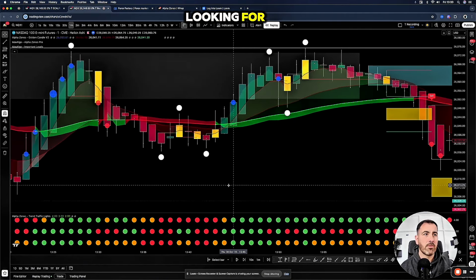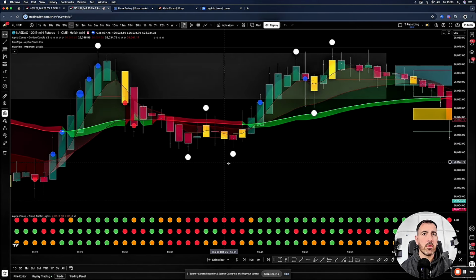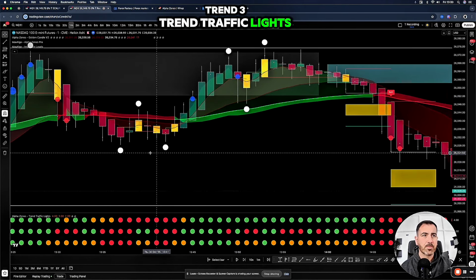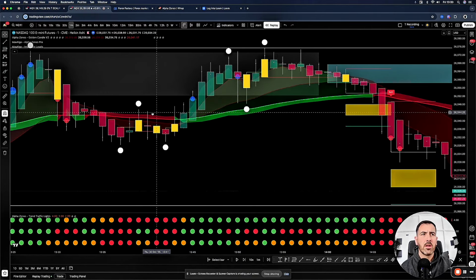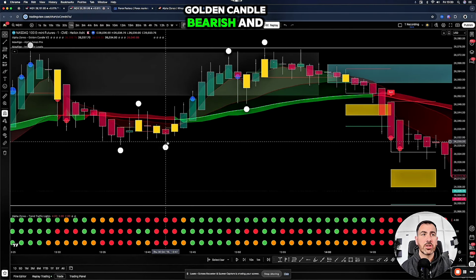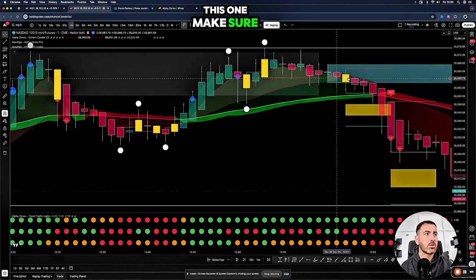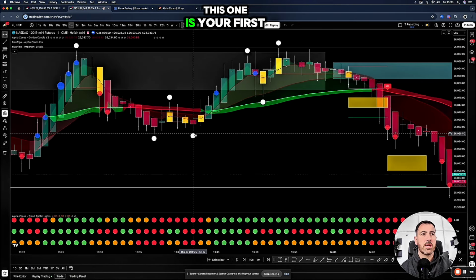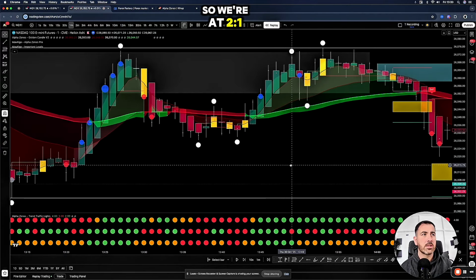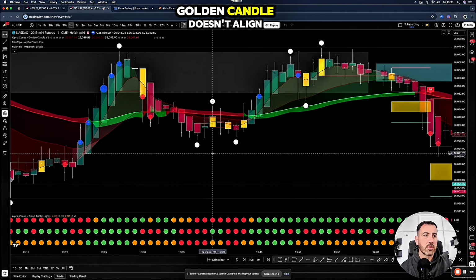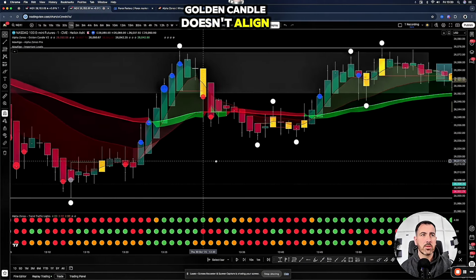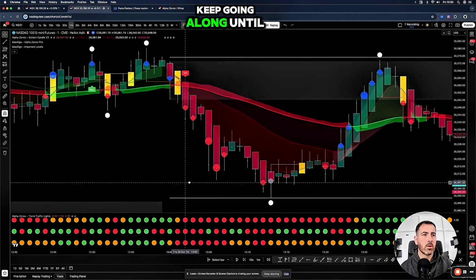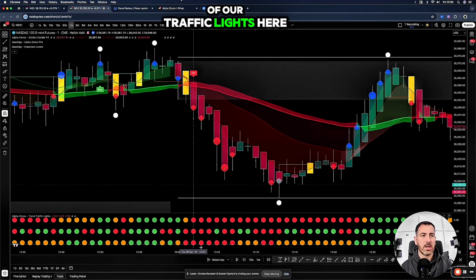So we are looking for, there we go, 3 trend traffic lights, all red, golden candle, bearish, and this one is your first loss. Okay, so we're at 2-1. Golden candle doesn't align. Golden candle doesn't align. No problem. Keep going along until we get a matching of our traffic lights here to make sure.